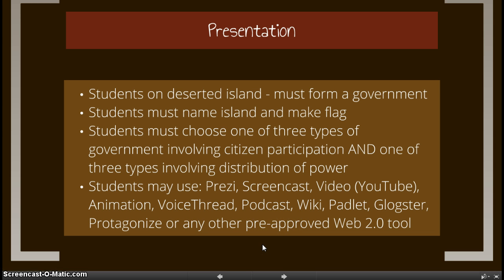Students were given the option of how they would present their project. They could have used a Prezi, Screencast, a video, animation, VoiceThread, podcast, wiki, Padlet, Glogster, Protagonize, or any other pre-approved Web 2.0 tool.